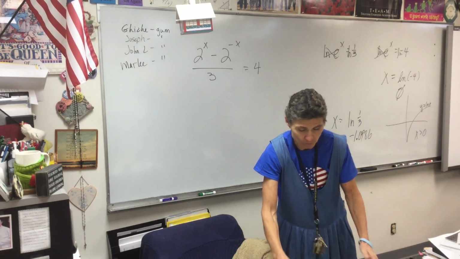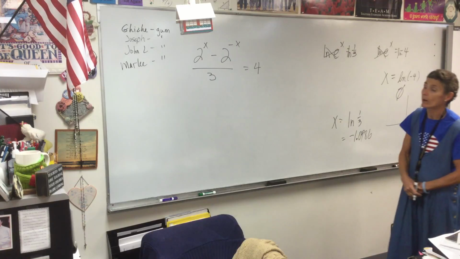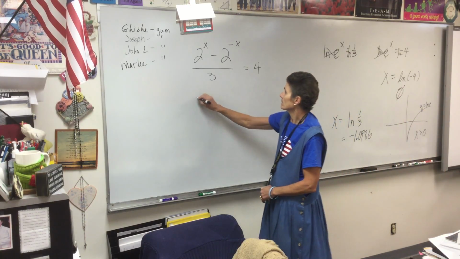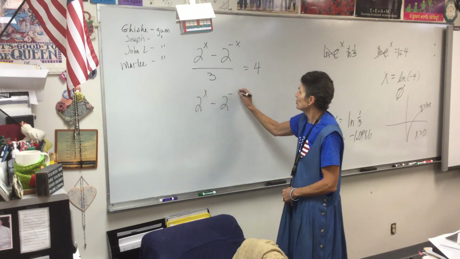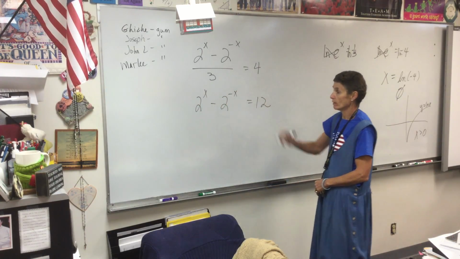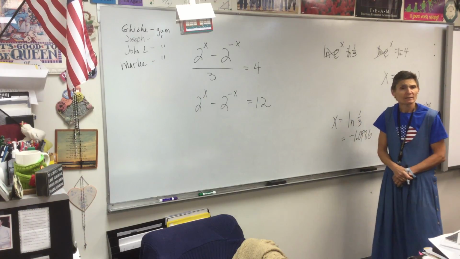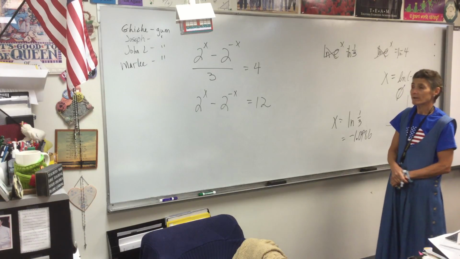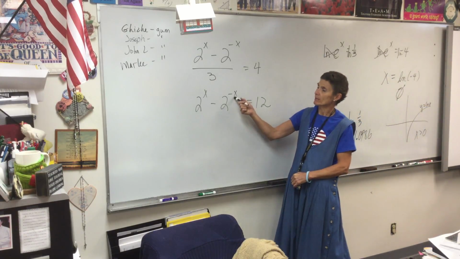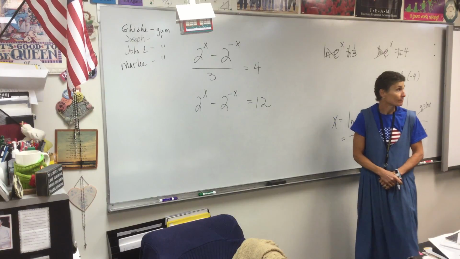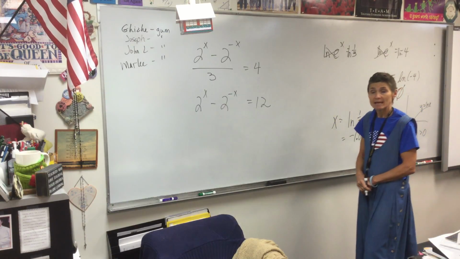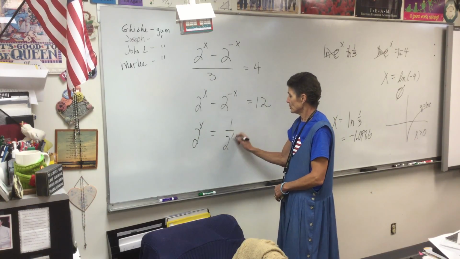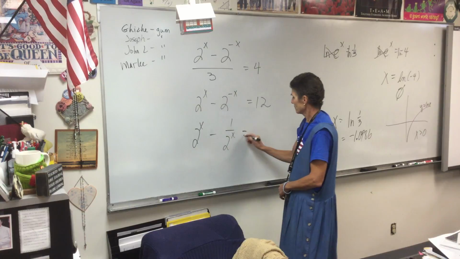Okay, now wait, you're thinking, whoa, whoa, whoa, where's that coming from? Well, hang on. Let's get rid of the 3 first. So 2 to the x minus 2 to the negative x equals 12. So that's a little better. Still not very good. One of the things that's really bothering me about it is that negative exponent. So what can I do with a negative exponent? Well, I can rewrite it as 1 over 2 to the x. Whoops, that's a minus.